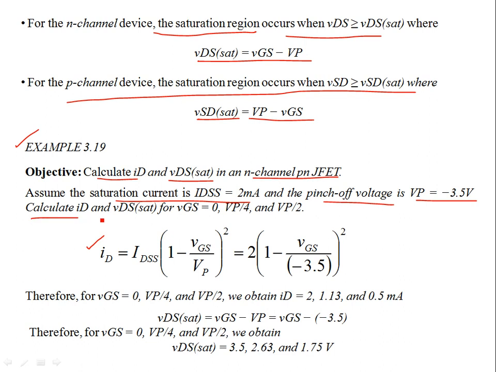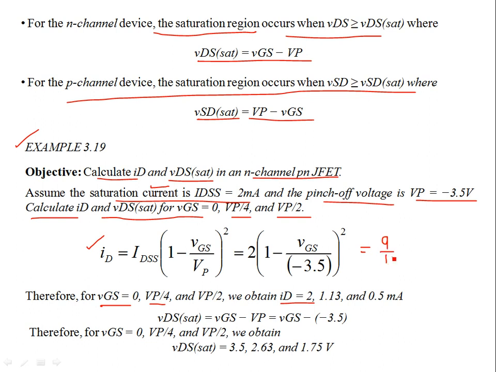So calculate the ID and VDS sat for VGS equal to 0, a quarter of the pinch off voltage, and half of the pinch off voltage. Now, if you use this in saturation, we are given the saturation current, right? So for VGS equal to 0, it's quite straightforward. For VGS equal to 0, the ID is 2 milliamps, right? You don't even need to calculate this. But then for 1/4 of the pinch off voltage, if you substitute VGS by VP by 4, then this is 1 minus 1 over 4, which is 3/4. Then this becomes 9.